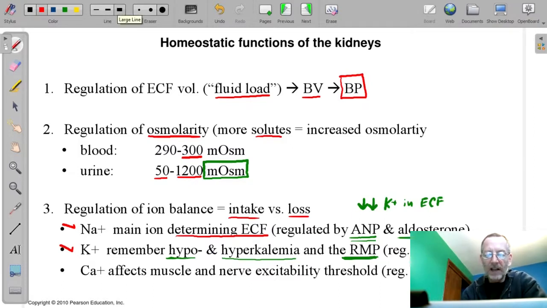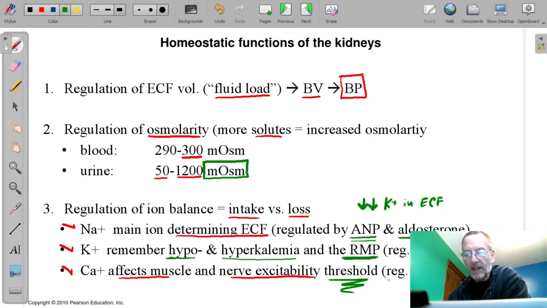And a third important ion that's regulated by the kidneys is calcium. And calcium affects muscle and nerve excitability. That you should remember, and it works by adjusting the threshold up or down.